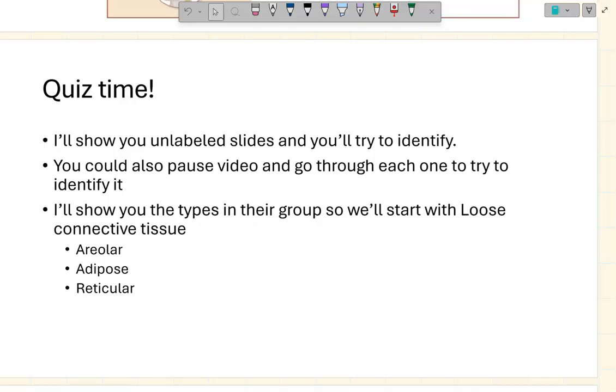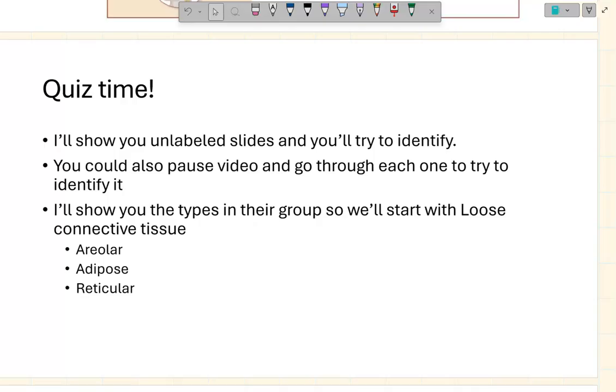So what I'm going to do is show you unlabeled slides, and I want you to try to identify them. What I recommend doing is pausing the video when I get to the slide and then seeing if you can identify it by going back through the previous slides that I showed you. So I'll talk about the slide first, and then I'll tell you to pause, and you can give yourself a chance to try to identify it.